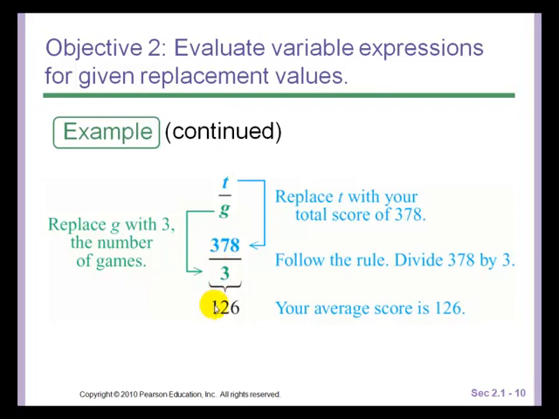3 goes into 3 one time with nothing left over. 3 goes into 7 2 times with 1 left over, which gives us an 18. 3 goes into 18 6 times. Again, they write the answer as a sentence. Your average score is 126.